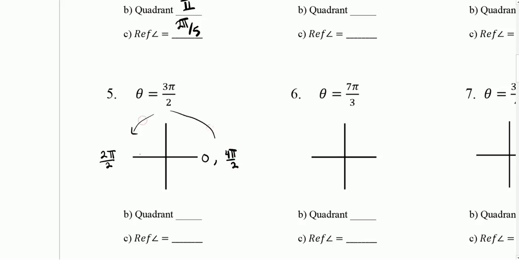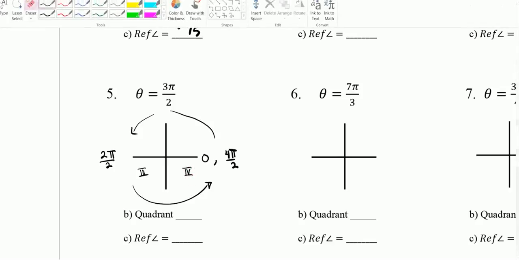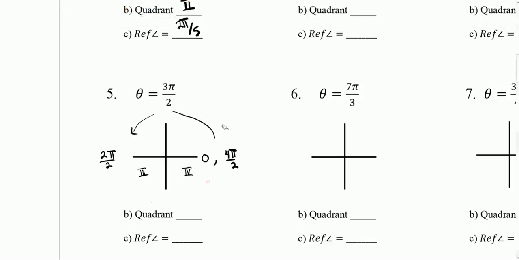Moving counterclockwise, 3 pi over 2 is right in between 2 pi over 2 and 4 pi over 2, exactly in between. So it's not going to be in quadrant 3. It's not going to be in quadrant 4. It's going to be right in between them, pointed down, pointed south, where the 270-degree mark would be. So we have 3 pi over 2 right here.